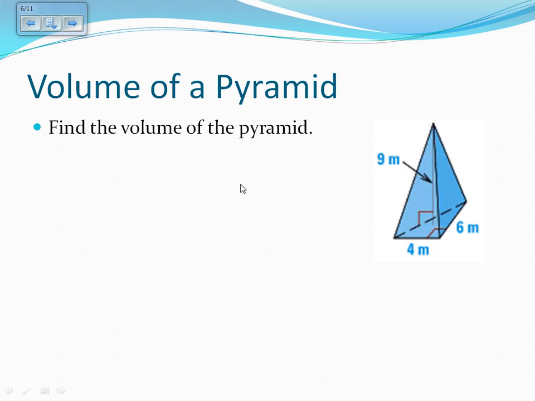Go back and plug this in. So the volume is 1/3 of 12 times what's the height? 9 meters. 12 times 9? 108. What's a third of 108? 36. What are my units? Meters cubed.